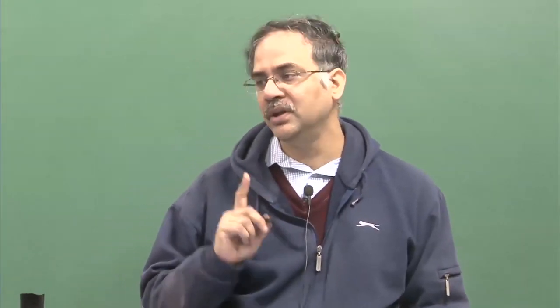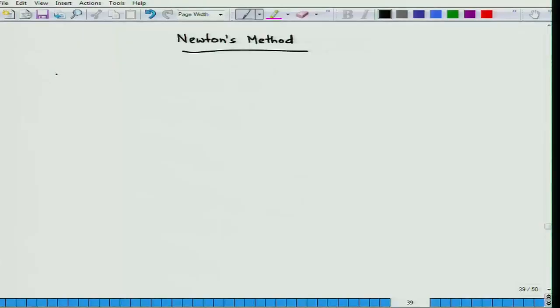Today we will start with discussing Newton's method. Newton's method is one of the most important methods for solving unconstrained optimization problems. So we will consider a function f from R^n to R, and f would be assumed to be twice continuously differentiable.